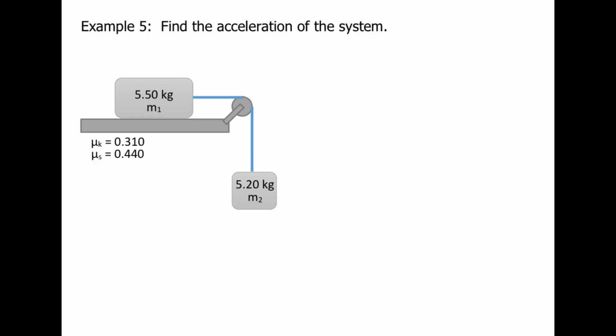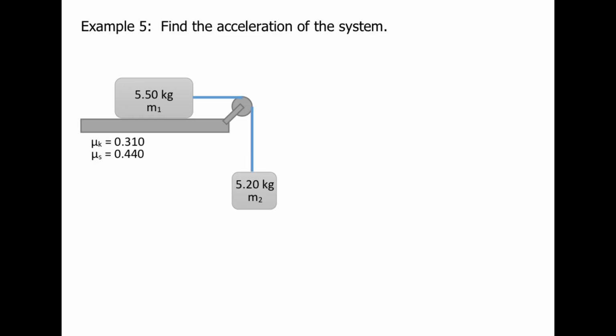It could fall, right? The one on the table will move to the right, and the one that's hanging will go down. What's the other option? They could stay perfectly still. The friction could hold them there. That's totally possible. So we've got to figure out which one of these 2 options is available to us by figuring out what forces are going along.